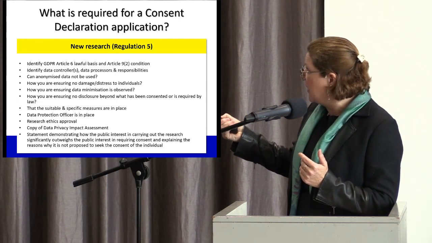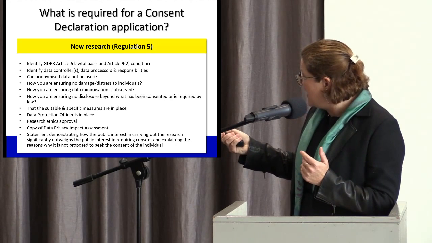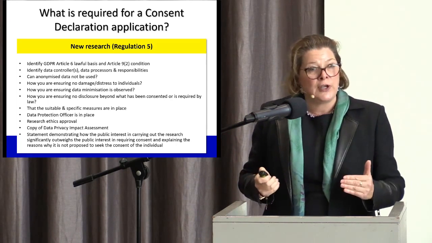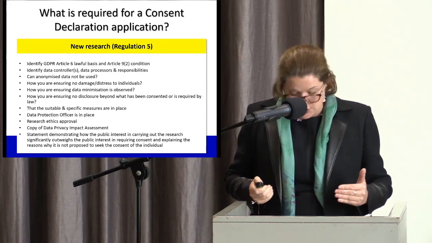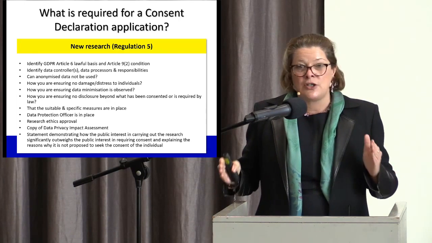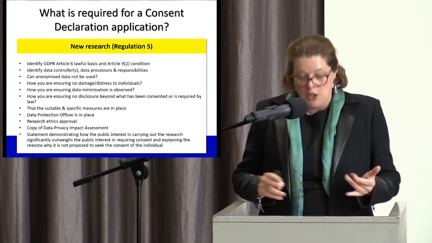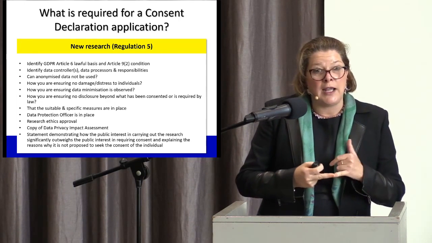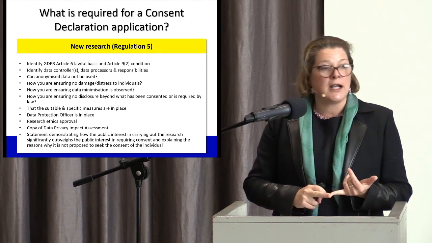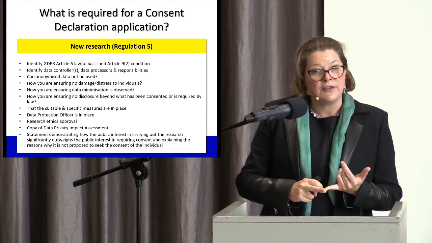So for new research, Regulation 5 is the key regulation, and it tells you exactly what you need to have in order to fulfill your application. So you need to be able to identify. I have to say, most of this information you actually will have in your head. So what is the GDPR lawful basis that you're operating under? And what is the Article 9.2 condition? You should know this information.